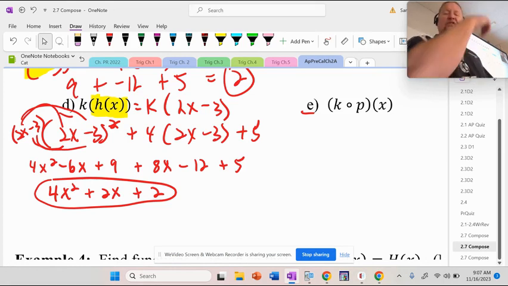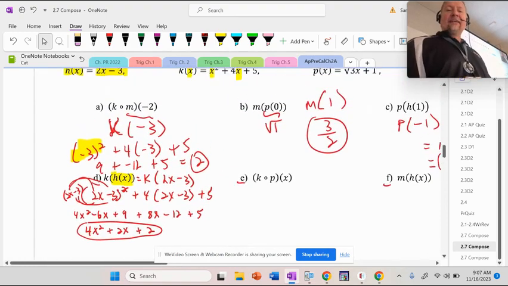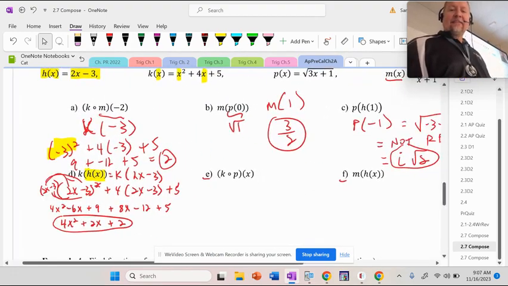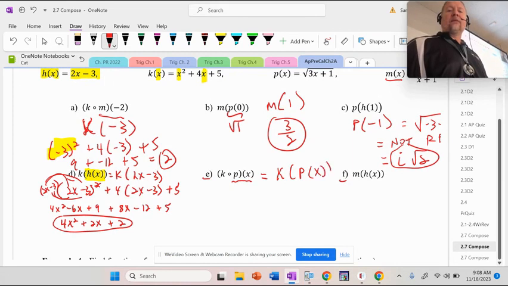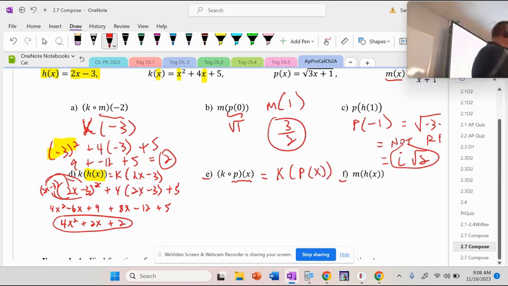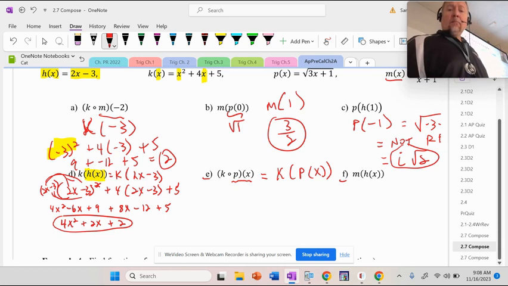It'll come to me. All right, k of p of x. K of p of x. This one's weird, and I'm not going to write... okay, fine, I will. So k open dot p of x is k of p of x. We're almost done, so just stick with me. All right. p of x is weird. It's the square root of 3x plus 1.